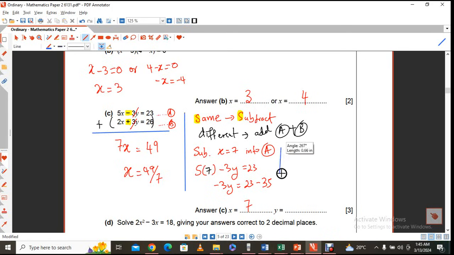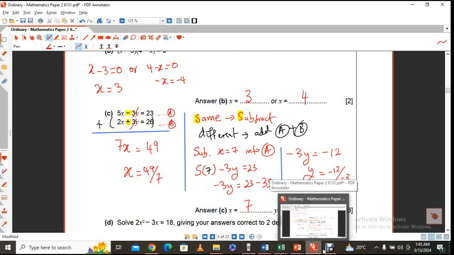So I'm just going to continue on the other side. This gives me minus 3y equals negative 12. And y would be negative 12 divided by negative 3, and the value of y is equal to 4.